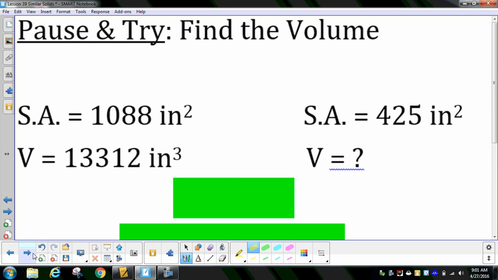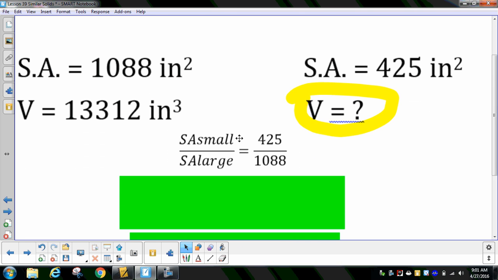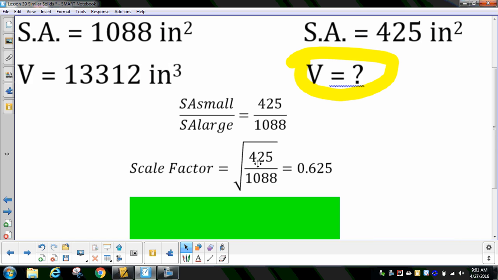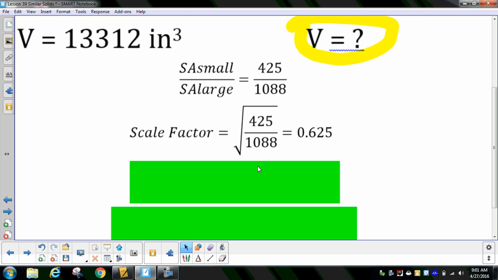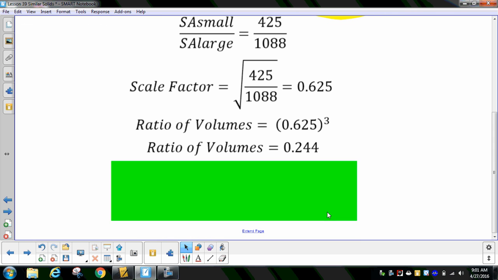So pause here. I've given you two surface areas, which is like the first example I did for these. Find the big volume. So we'll start by finding the scale factor. We write a ratio of surface areas and get the scale factor to be 0.625. We need to write a ratio of volumes, so we need to cube the scale factor, which is 0.244.